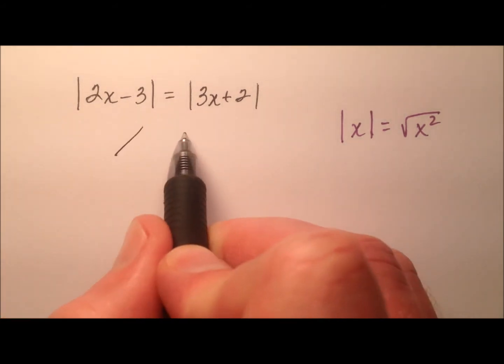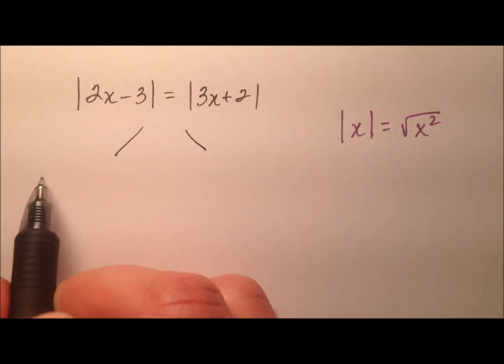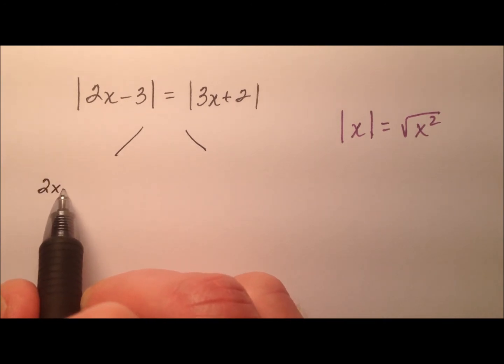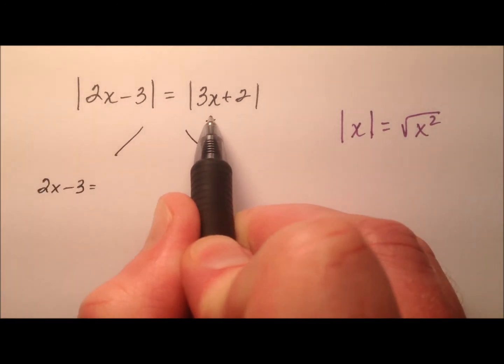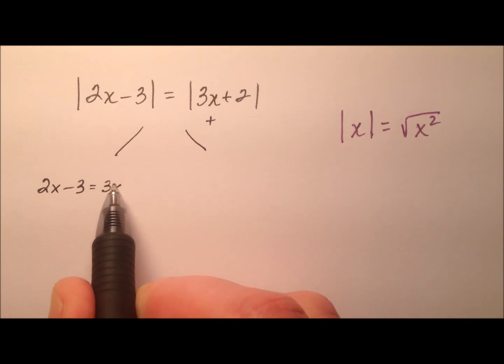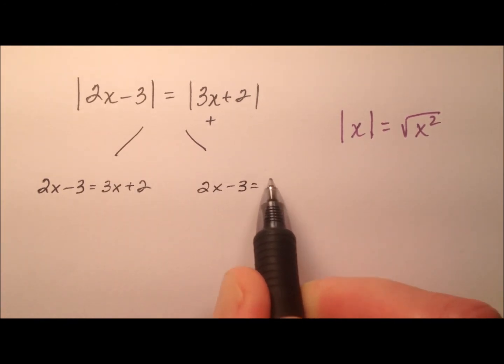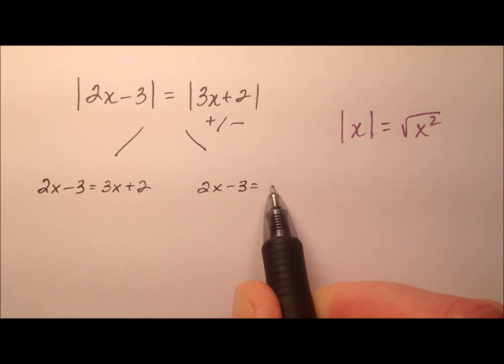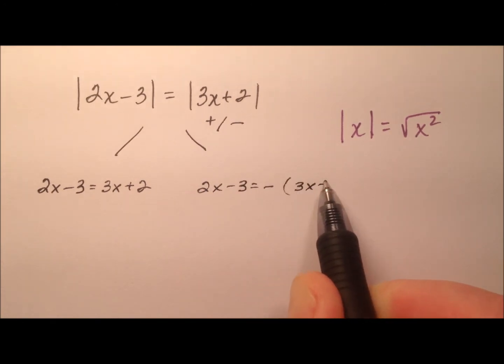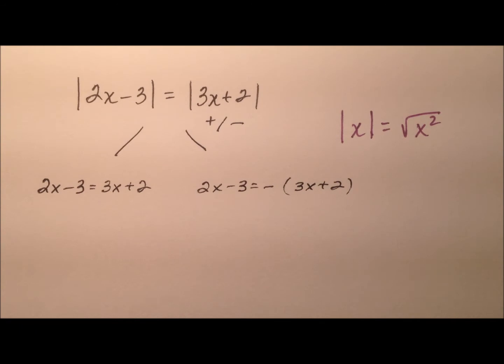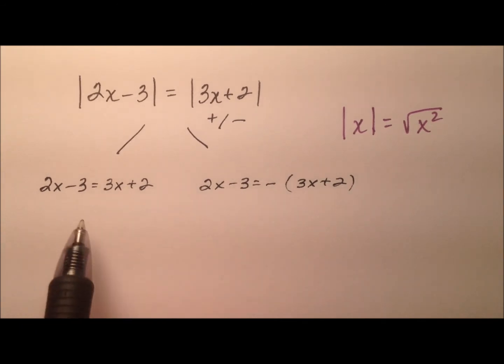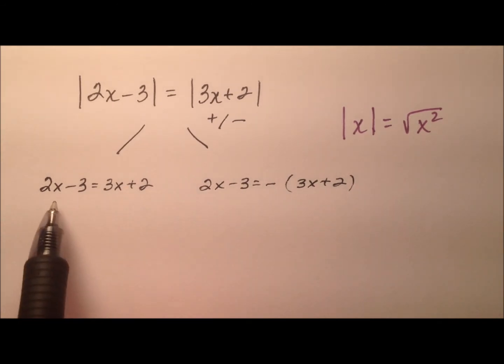So I'm going to go ahead and break it down into two equations. I'm going to have 2x minus 3, and I'll equal the positive side here, so 3x plus 2. And I'll also have 2x minus 3 equals, and we'll do the negative side, so negative, or the opposite of our 3x plus 2. Let's go ahead and solve both of these equations independently of one another.